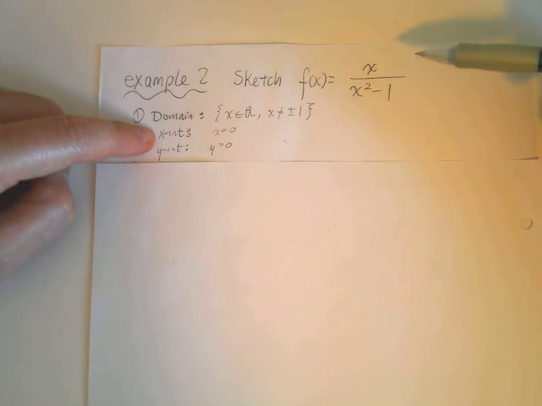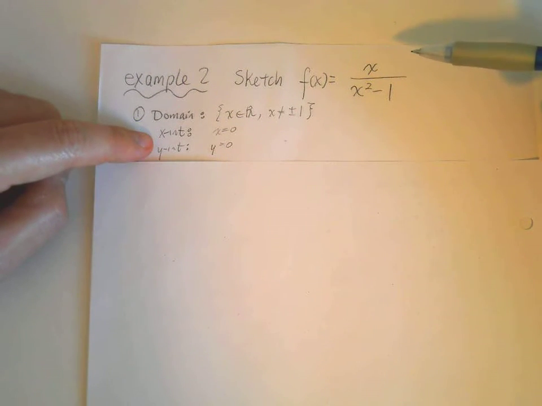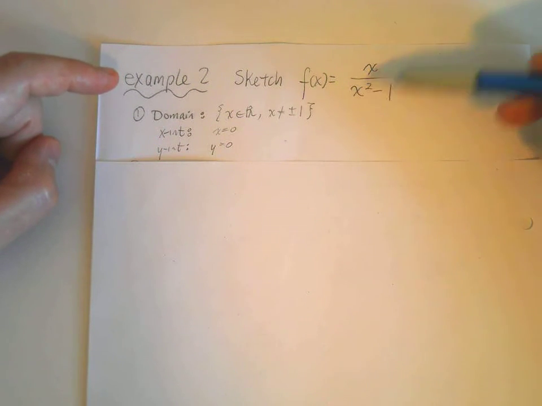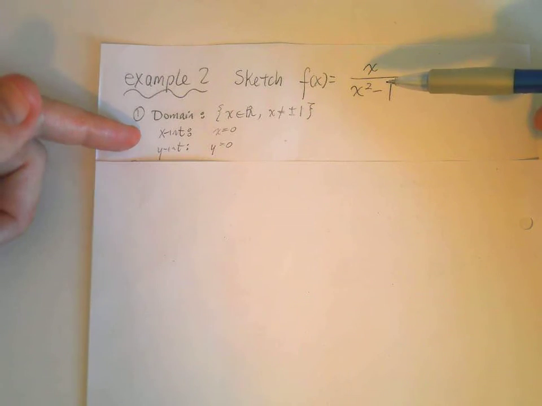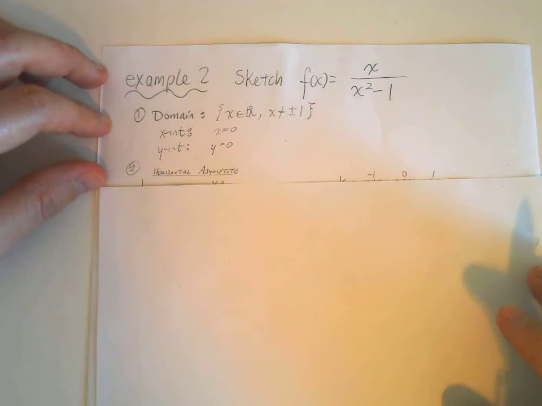And then x-intercepts, wherever the numerator could be a 0, which is at 0. And then y-intercepts: what happens when we plug in x being 0? We would also get a 0, so this thing's going through the origin. Okay, next thing on the algorithm is to look at asymptotes.